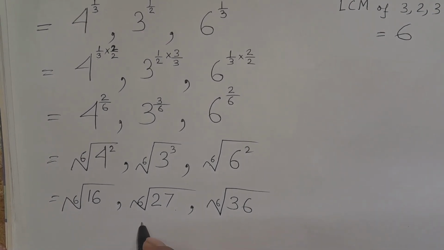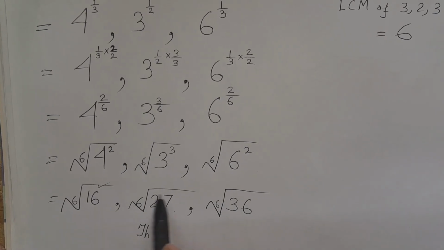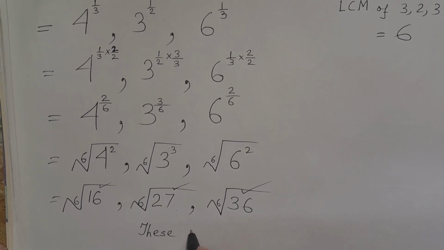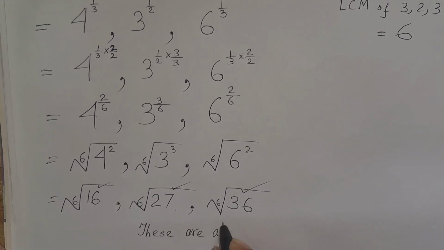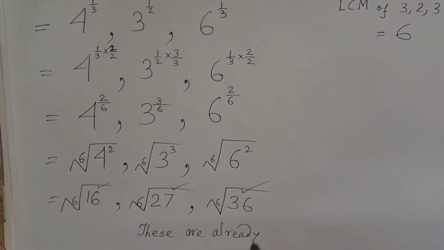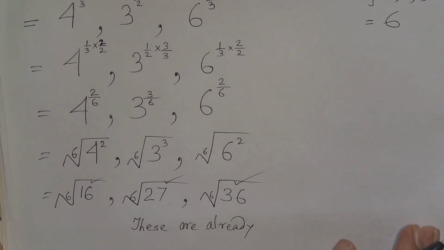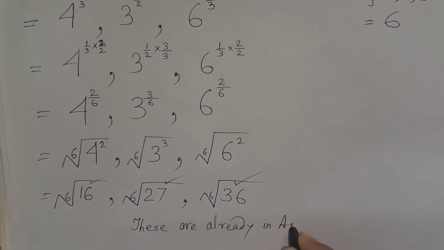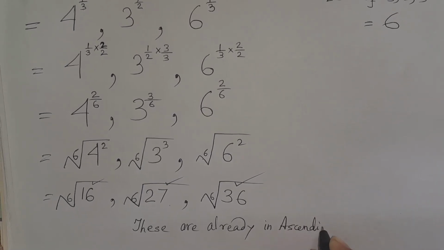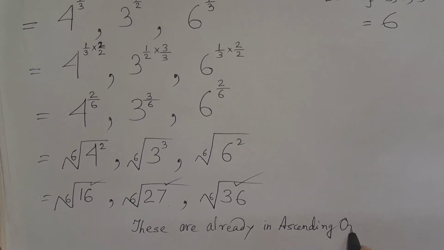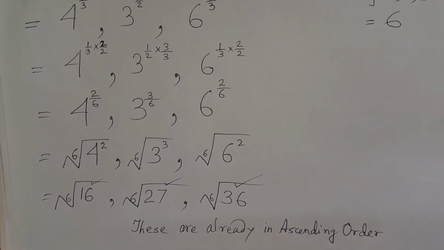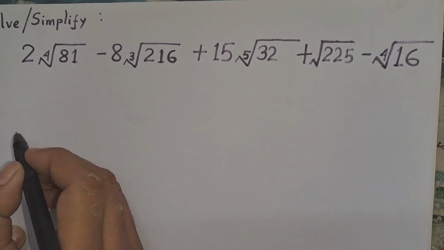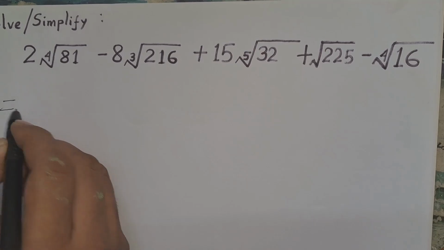Just now arrange this. These are already arranged in ascending order: 16, after that 27, and after that 36. No matter, this could happen, you have just learned the process. So in the answer I will write these are already in ascending order. Take a screenshot and study it by writing in your copy.